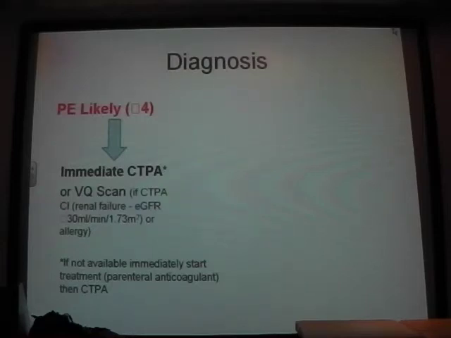Most hospitals now do CTPAs, and you need to get an immediate CTPA before you start treatment. If you can't get an immediate CTPA, you start treatment, and then you need to get a CTPA within 24 hours. Does anyone know why you do a VQ scan rather than a CTPA? Like a woman of childbearing age? Yeah, because of the contrast. Or if they're allergic to contrast, but yeah, if they're pregnant as well, they tend to do a VQ scan, or they can sometimes do a half contrast CTPA.